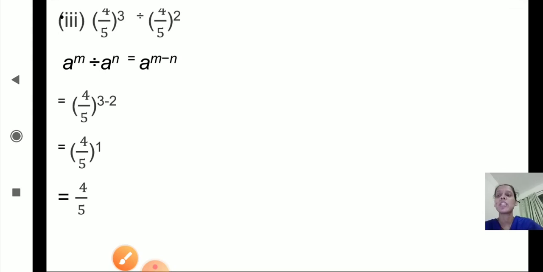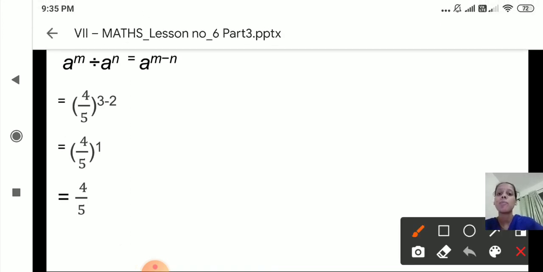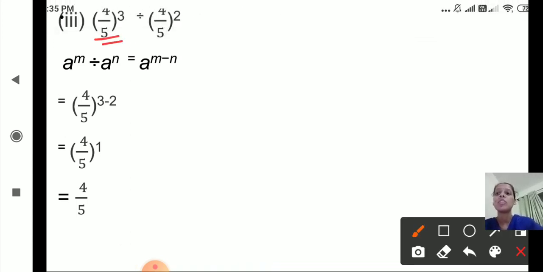Now the next one, third sum. 4 upon 5 raised to 3 divided by 4 upon 5 raised to 2. Again the base is the same, that is 4 upon 5. So in division we'll write down the base, that is 4 upon 5, and you will subtract the index. What is the index of the first number? 3. And what is the index of the second number? 2. So 3 minus 2, right? Now do the subtraction. 3 minus 2 is 1. So 4 upon 5 raised to 1.